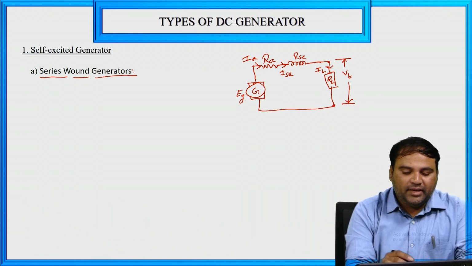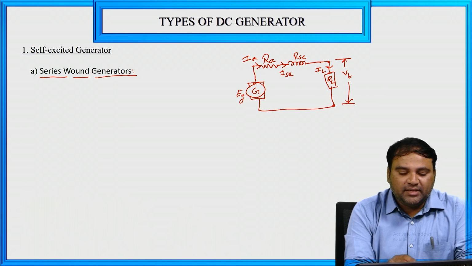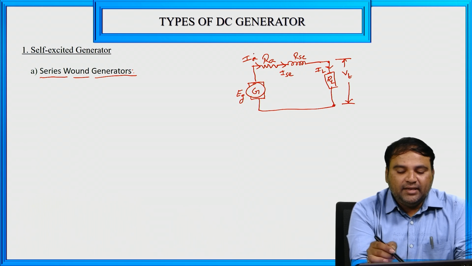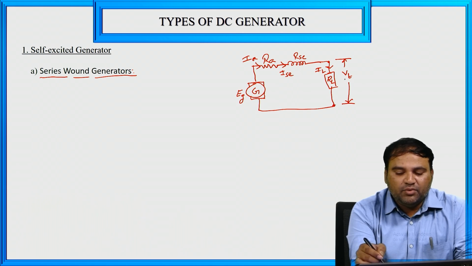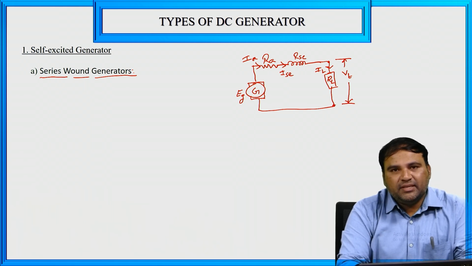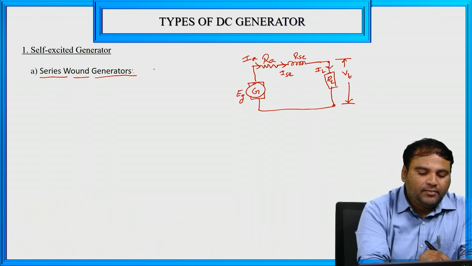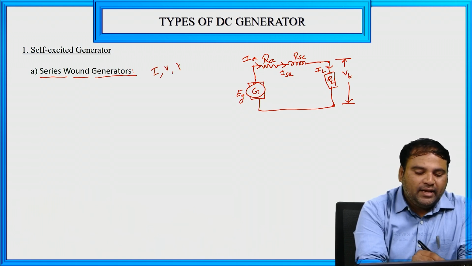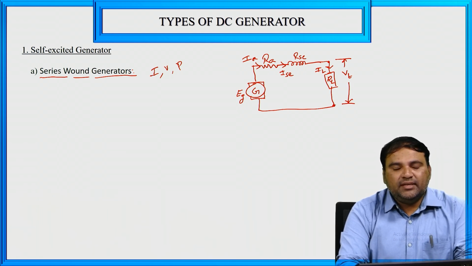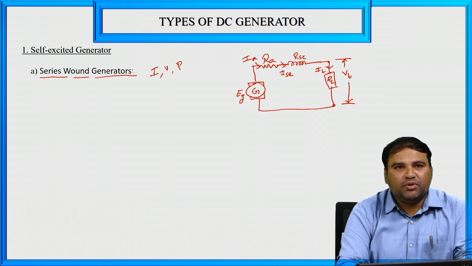So we have the generated EMF EG, and at the armature resistance we have the armature current. At the series field winding we have the resistance as well as the series field current. Across the load resistor we have the terminal voltage, and through this load RL we have the current IL. Now for this type of generator we have to write the current, voltage and power relations of the series wound DC generator.